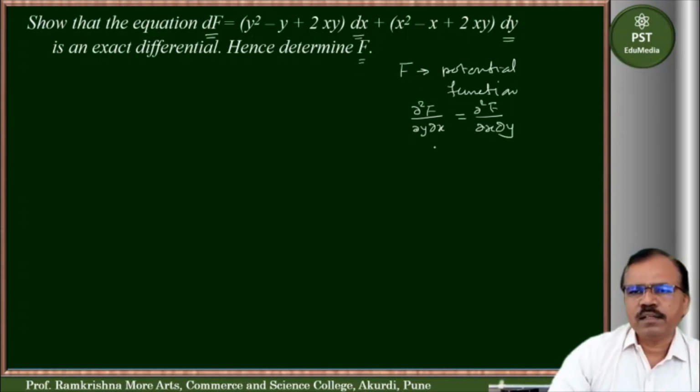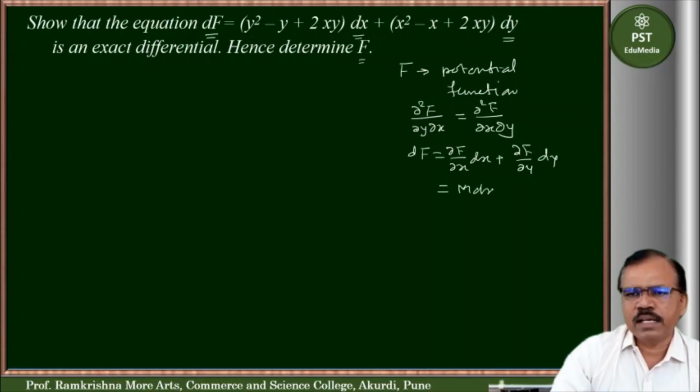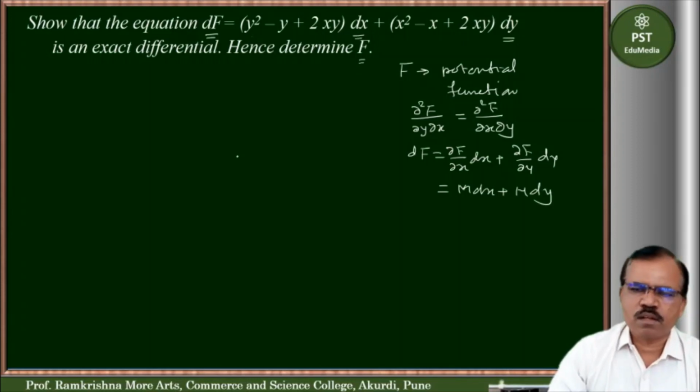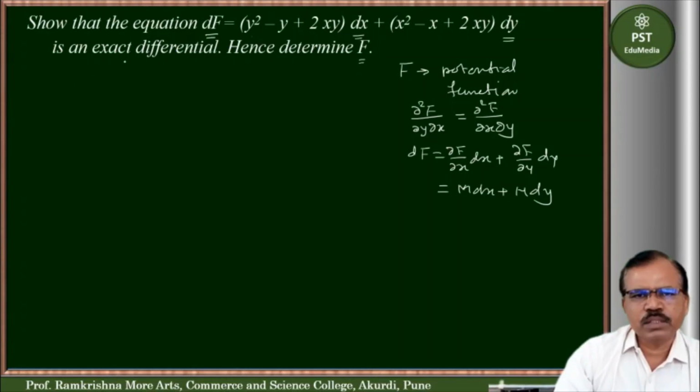And here df is equal to, we know, del f by del x into dx plus del f by del y into dy, and we can call this as m dx plus n dy. We know this. Now to determine f, first we have to check whether this differential is exact or not.